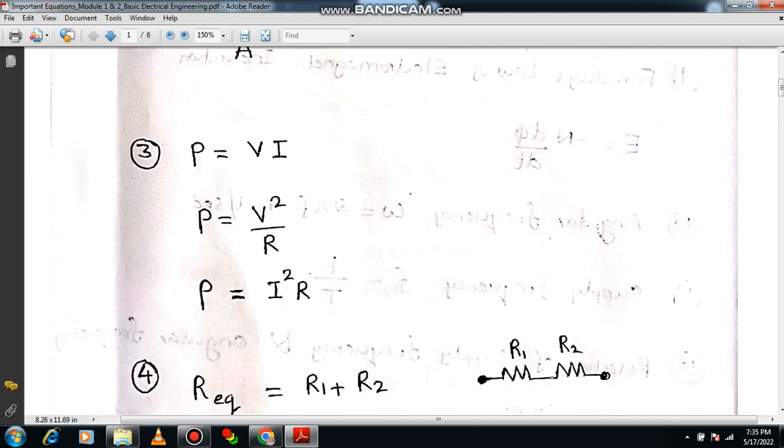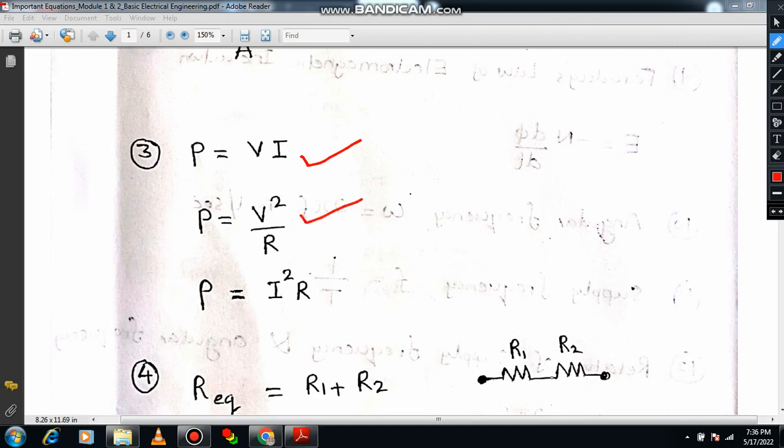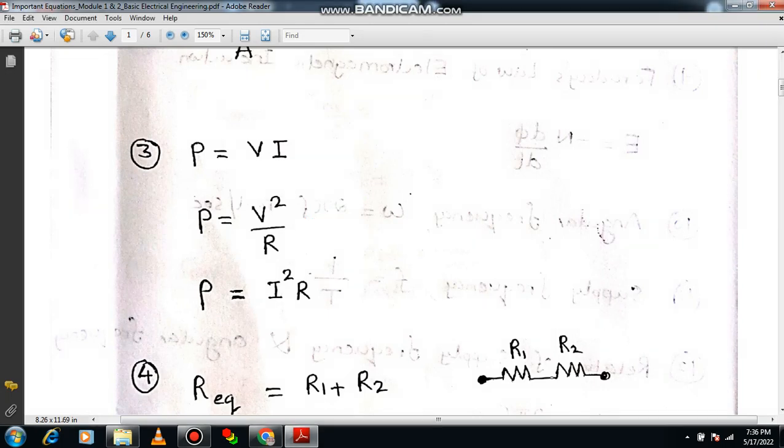Another important point is related to how to calculate the power. Power for a DC circuit. Power is equal to voltage times current. Or else you can apply Ohm's law and modify the equations: power is equal to V square divided by R, or else you can write power is equal to I square into R. This is a very important equation.